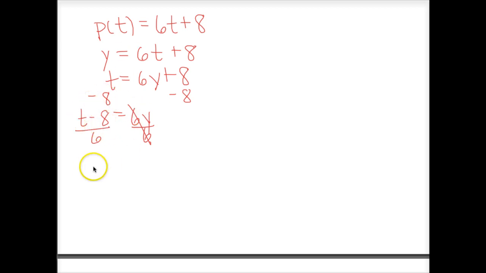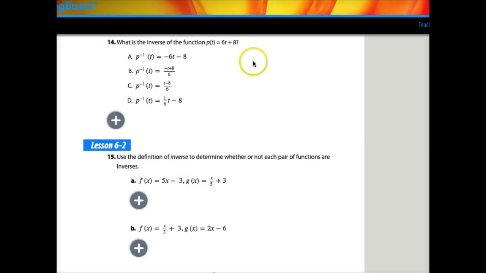Last step is to put it back in inverse notation. So P inverse of t instead of P of t equals, and then whatever's over here, t minus 8 over 6. So if we look at the choices, that choice is choice C.